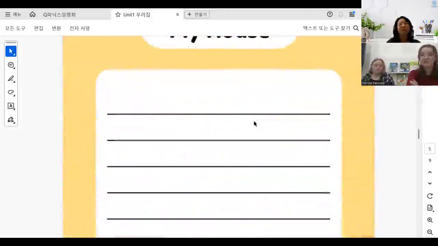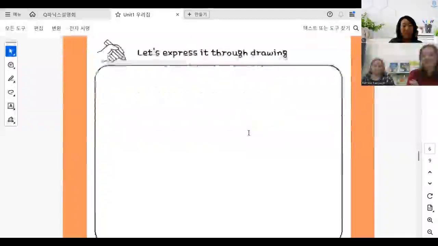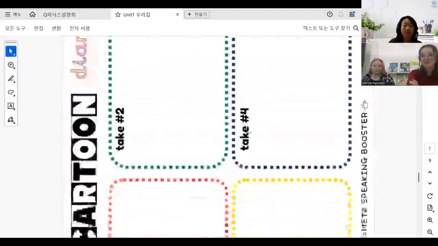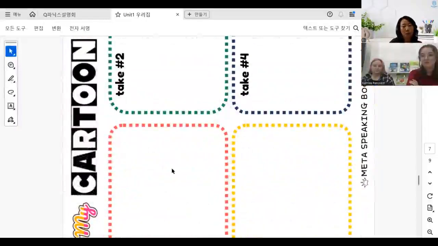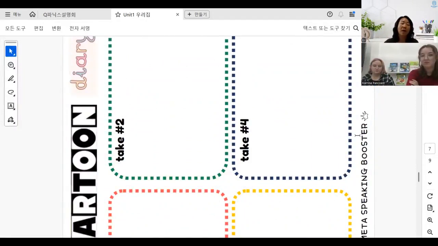And oh, here is the page. They can summarize, or they can write about the house, or they can write about their future house, or write about whatever they think. And this is a drawing and writing part about the house. And this is for cartoons, four parts. Take one and two, 1, 2, 3, 4. This page can be very handy.